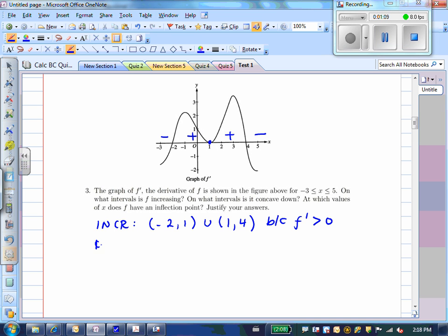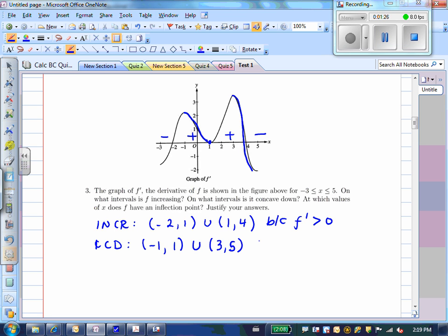Okay, the next part was asking about concave down. Okay, and you're concave down where the slope is negative. So this region and then this region. So it looks like in this case you're concave down from -1 to 1, union 3 to 5.